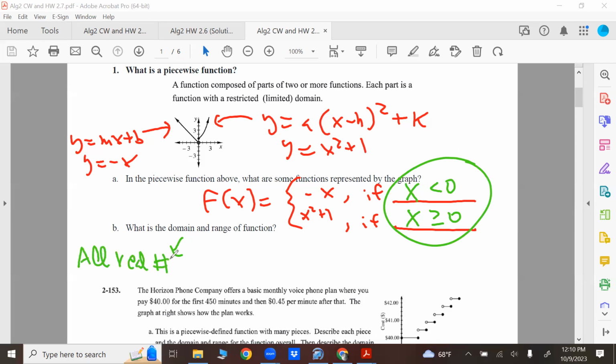However, the range is limited. Careful with this one. What do you think the lowest y coordinate is here? 0, included. So you still say 0, but you don't include it. And does it go up forever? Yep, and there's no gaps between 0 and positive infinity. So you're going to say that. But you can't go below, and there's nothing below the x-axis, so I don't have that either.